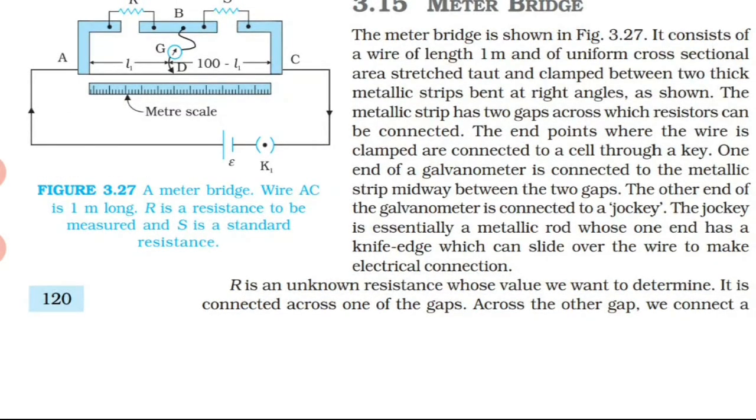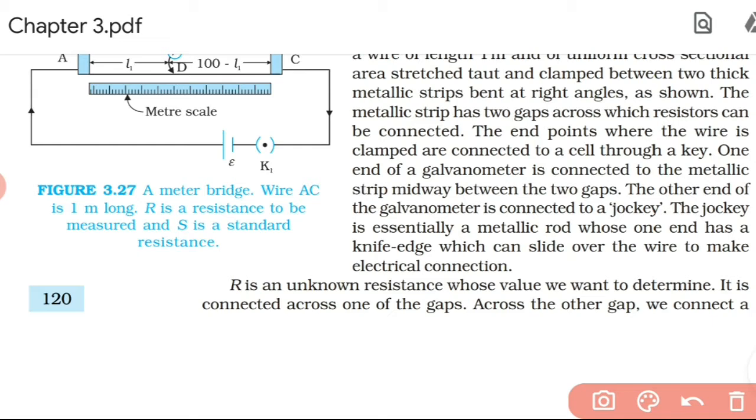So it is a ready-made bridge. That means first you have a wooden board. So this portion will be a wooden board. On that wooden board you can see a meter scale. The meter scale is 1 meter long, and that 1 meter long scale is kept there on the wooden board.